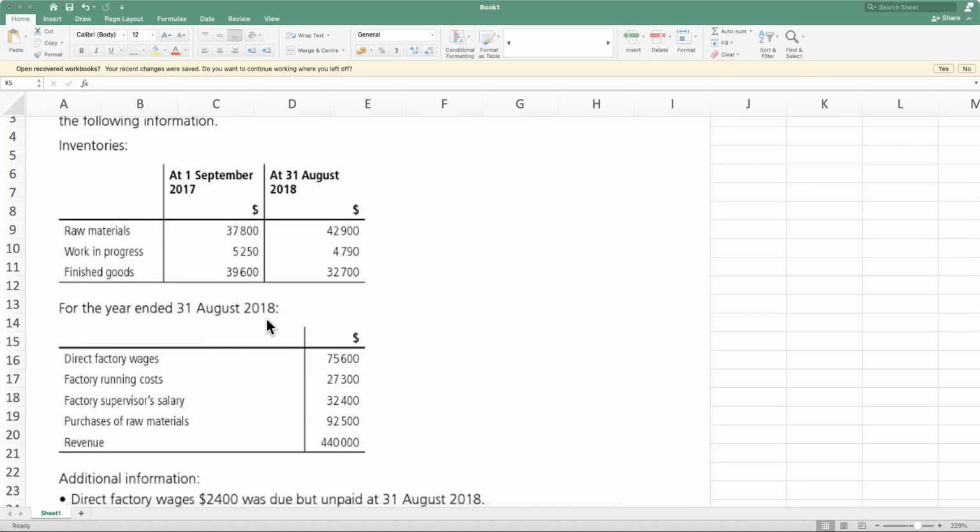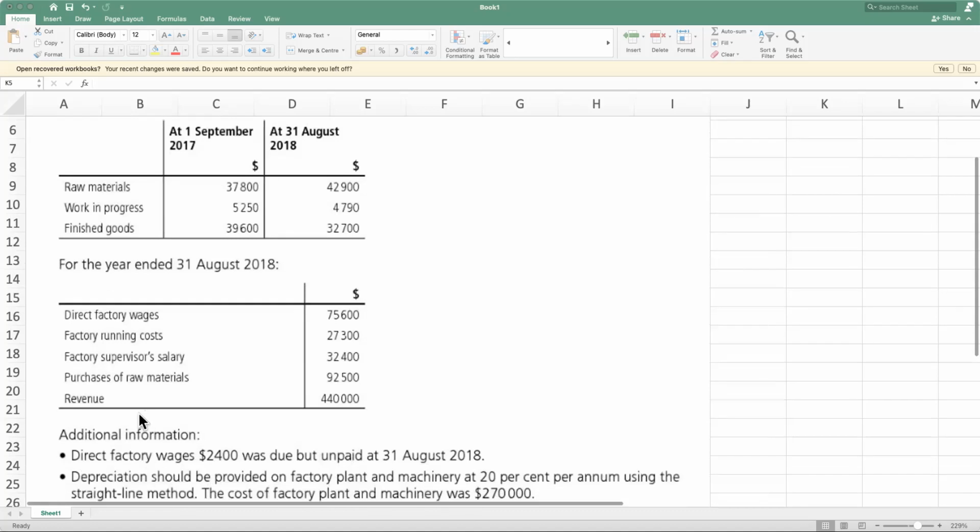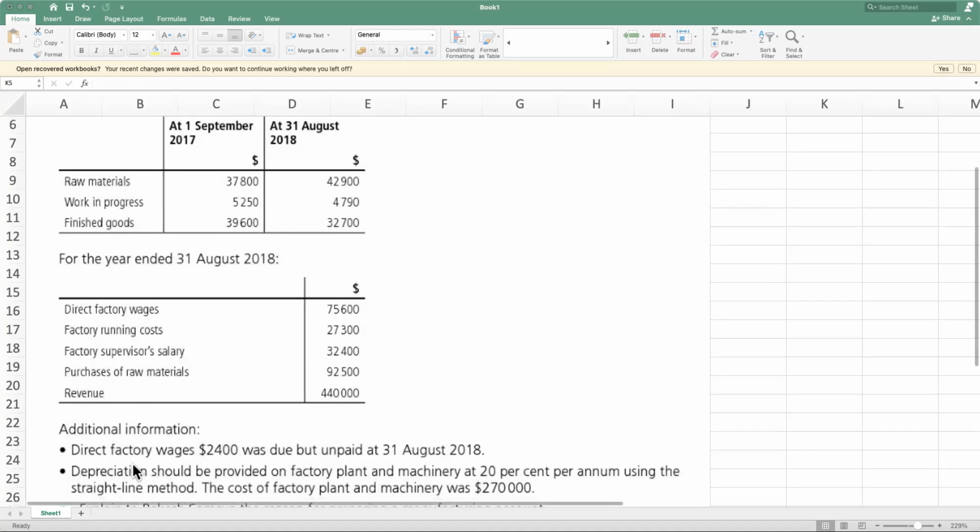For the year ended 31st August 2018, direct factory wages, this one needs to go to your manufacturing account. Factory running costs, manufacturing account. Factory supervisor's salary, yes, manufacturing account. Purchase of raw material, yes. Revenue, no. Revenue will go into your income statement because this one has nothing to do with your cost of production. And then you can see that there are a few adjustments that you need to do.